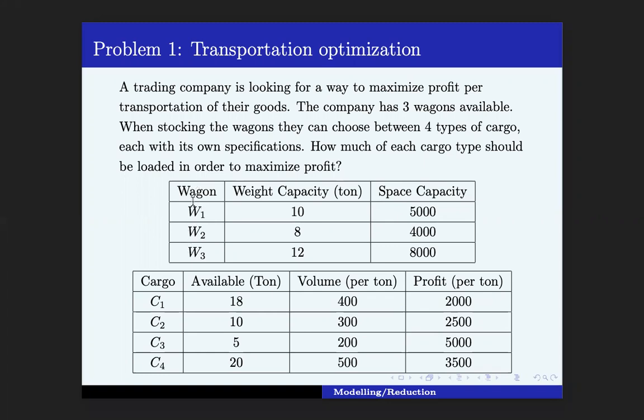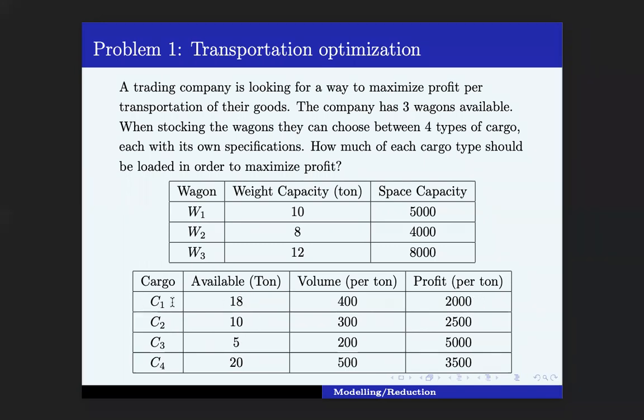In terms of the wagons, each wagon has a capacity both on the tons of weight it can carry and on the amount of space capacity it has. So for example, if the wagon is taking C1 only, it can take only 10 tons of C1, but in that case it will require 4,000 units of volume, which is less than 5,000. The profit that it will get is just 20,000.